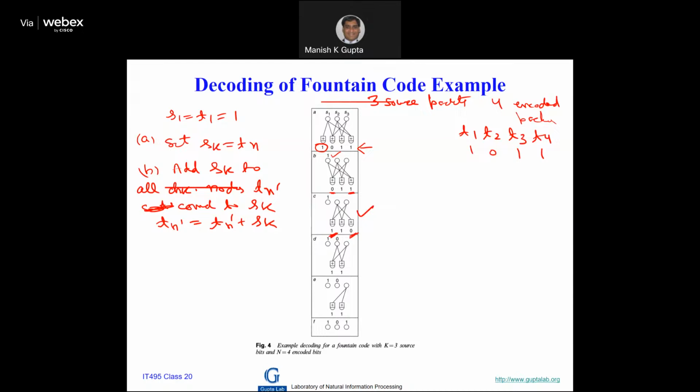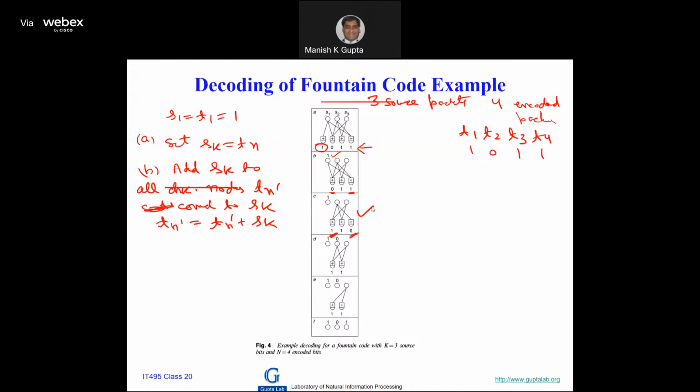So 2 bits I have decoded. Now the only one left is S3. S2's job is done, so these 2 edges will be removed, and we are left with something like this. Now both of them have degree 1 actually. You can take any one of them and copy it here. So basically, you are left with 101 and you remove everything. So S1, S2, S3 is decoded. Got it? This is a very simple toy example of message passing decoding.